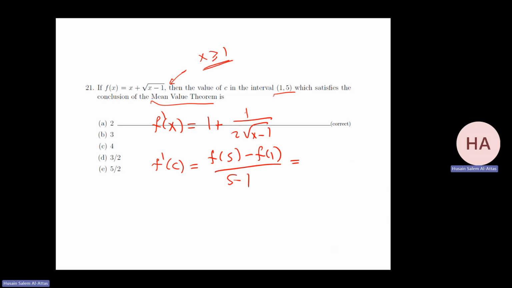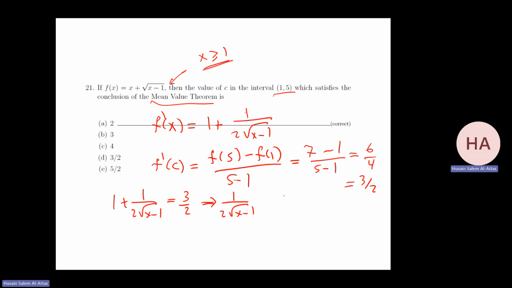5 plus 2, which is 7. 1 minus 1 over 5 minus 1. That gives me 6 over 4, which is 3 over 2. So I have 1 plus 1 over 2 root x minus 1 equals 3 over 2. Take 1 to this side, equals half. So root x minus 1 is equal to 1. Square it: I have x minus 1 equal 1. So that implies x equals 2.